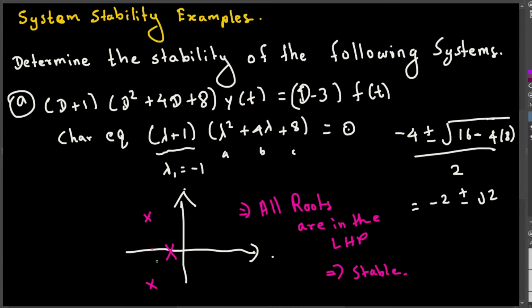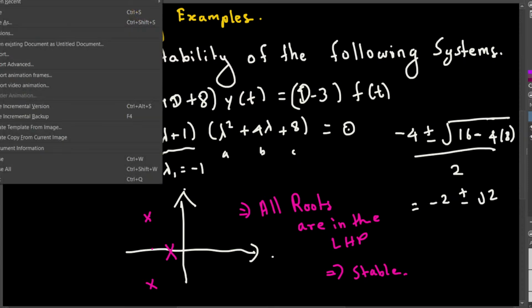So here, if you look at this, all of them are negative. The real part is negative, so that's why this is stable. It doesn't matter what the imaginary part is. You just have to look at the real part. Is it negative, 0, or positive? If it's negative, that is stable. If it's 0, marginally stable. If it's positive, unstable. Now let's look at another.